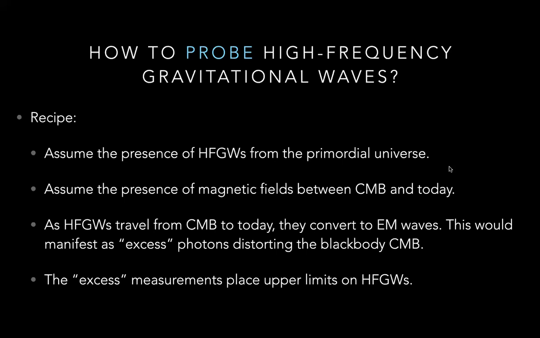So we have a B field from the CMB until today, and then as the primordial high-frequency gravitational waves propagate through the CMB until today, they convert into electromagnetic waves. Because these would essentially be photons produced after the CMB was released, they would manifest as excess photons, distorting the blackbody CMB spectrum. And there have been a few of these radio excess measurements observed at the current day, and we interpreted those radio excesses as due to the incoming high-frequency gravitons, gravitational waves.